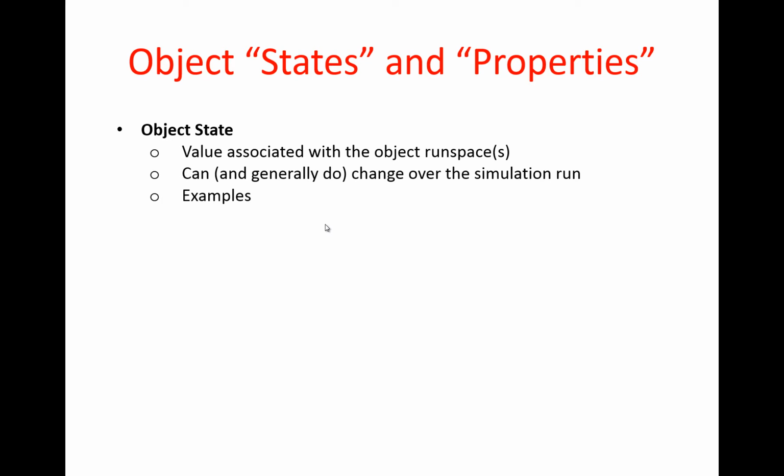So during the simulation, the value of these object states change. Some of the examples are model entity priority. The priority of your model entity can change as the entity is processed through the system. Or model entity dot picture, the picture or symbol of your model entity, which can change at different stages in your model.